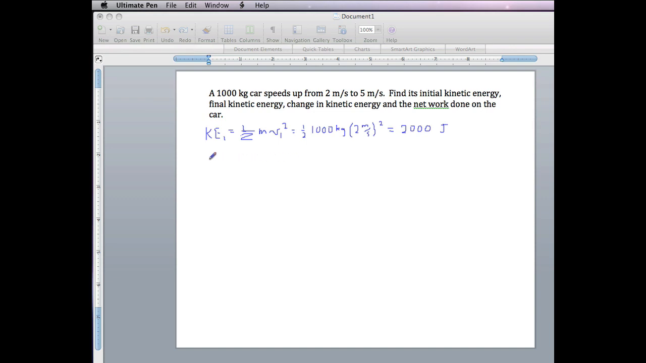We also want to find the final kinetic energy of the car. We'll call that KE sub 2. And again, it's 1/2 mv squared. This time the velocity is the final velocity, we'll call v sub 2.